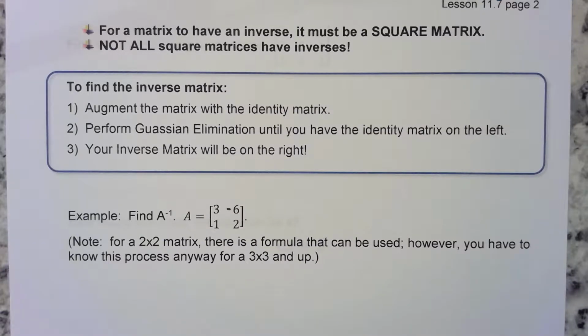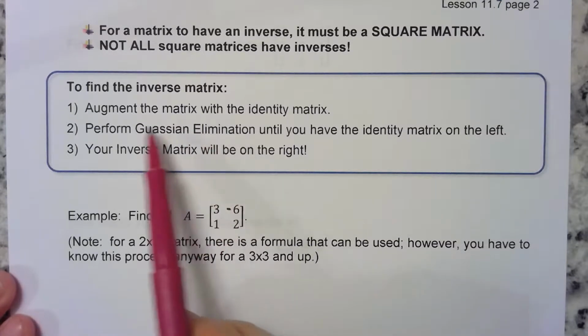For a matrix to have an inverse, it must be square, but not all square matrices have inverses. So you have to be really careful when you're asked to find the inverse of a matrix. If it's not square, you can just automatically say it doesn't have an inverse. So we have some steps here to follow.